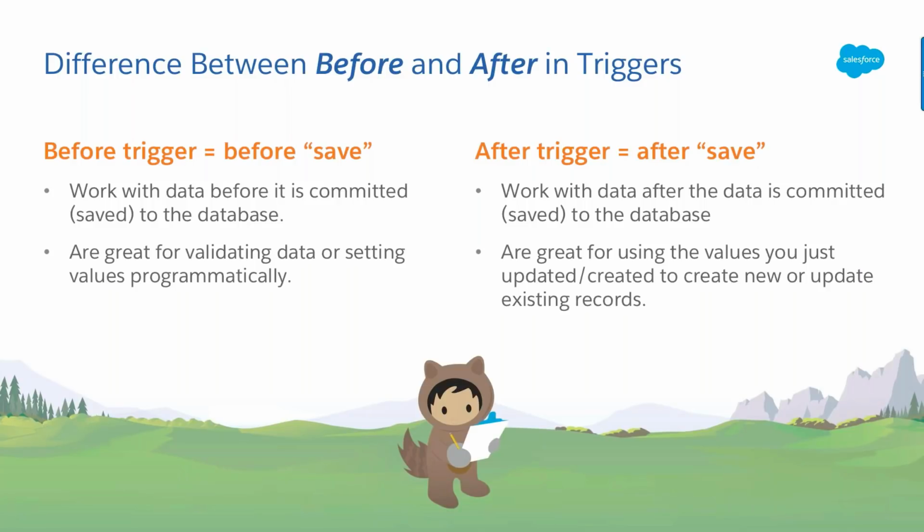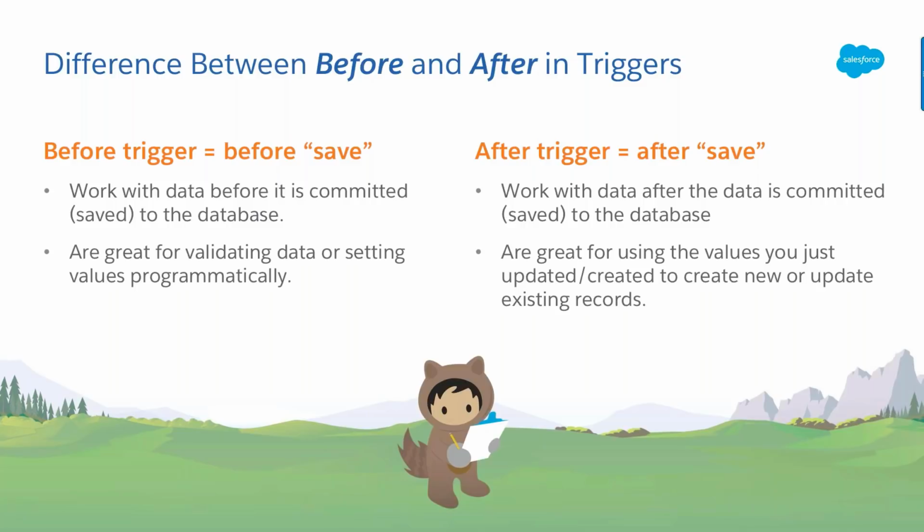There are two basic times that a trigger can fire, either before the data is committed, which is just a fancy way of saying saved, to your org, or afterwards. So within your trigger, you're going to have a section for the before save actions and the after save actions. Before triggers are great for changing data programmatically before you save the record. You can also use them to ensure that the data you're about to enter isn't going to mess something up in your org. So basically validating the data that you're working on.